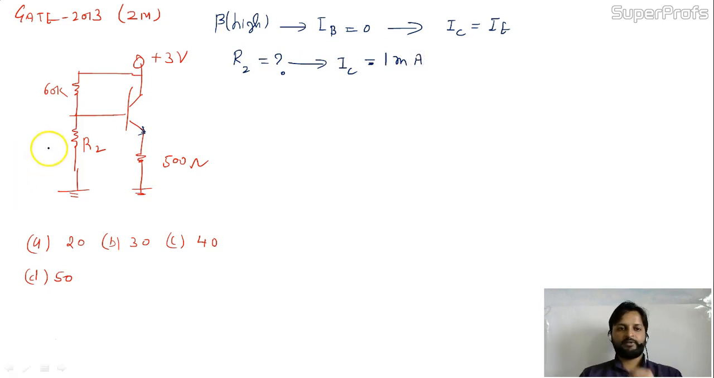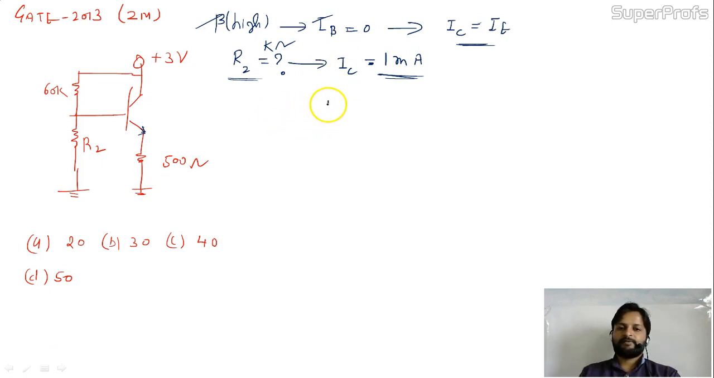What is the value of R2? So it can produce the value IC is 1 milliampere, and they're asking R2 in kilo ohm only. Okay. So friends, this is given to us that beta is very large, IB will be 0, IC equal to IE. And what they're asking, when IC equal to 1 milliampere, what will be the value of R2? So friends, let's take IC equal to 1 milliampere.